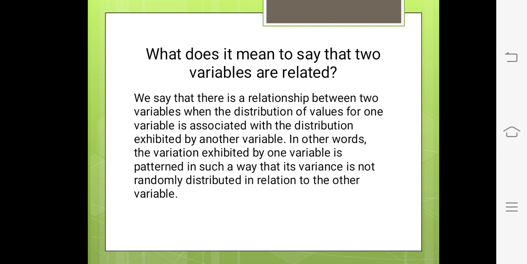What does it mean to say that two variables are related? We say that there is a relationship between two variables when the distribution of values for one variable is associated with the distribution exhibited by another variable. In other words, the variations exhibited by one variable are patterned in such a way that its variance is not randomly distributed in relation to the other variable.